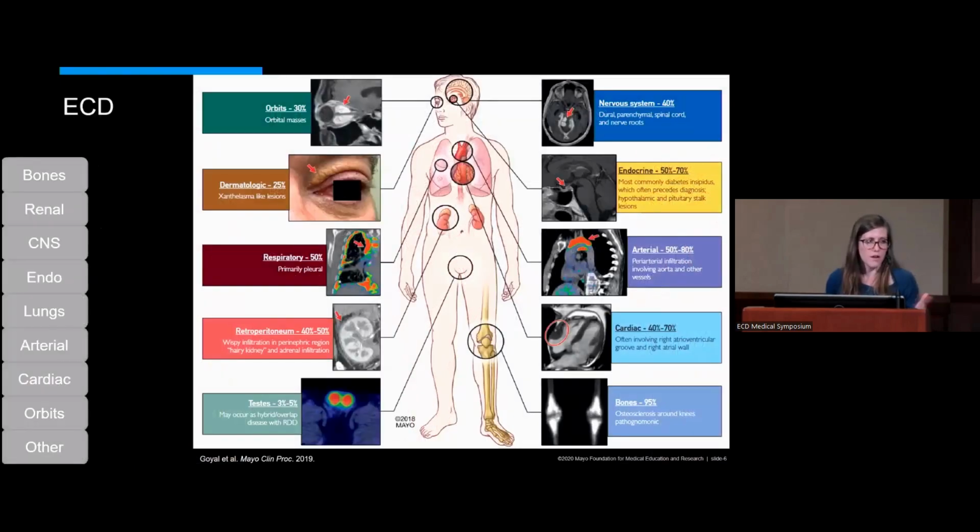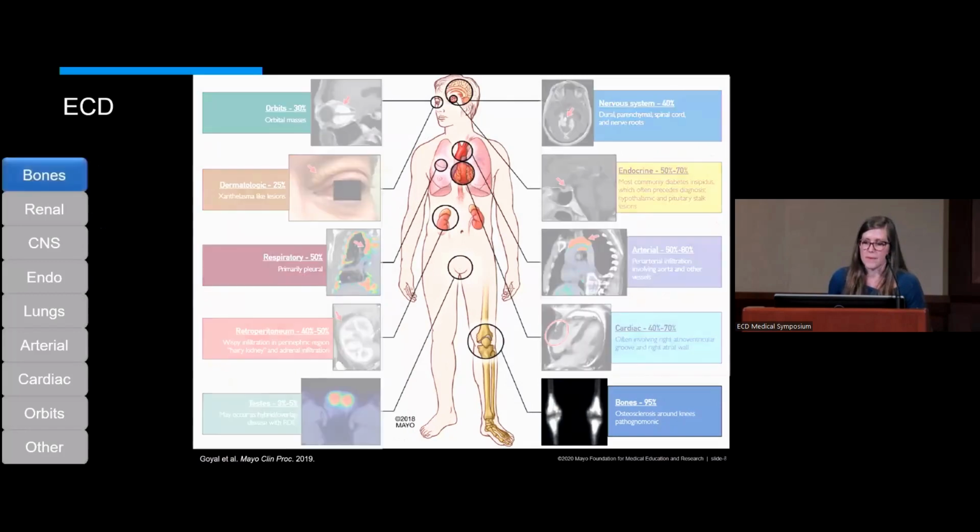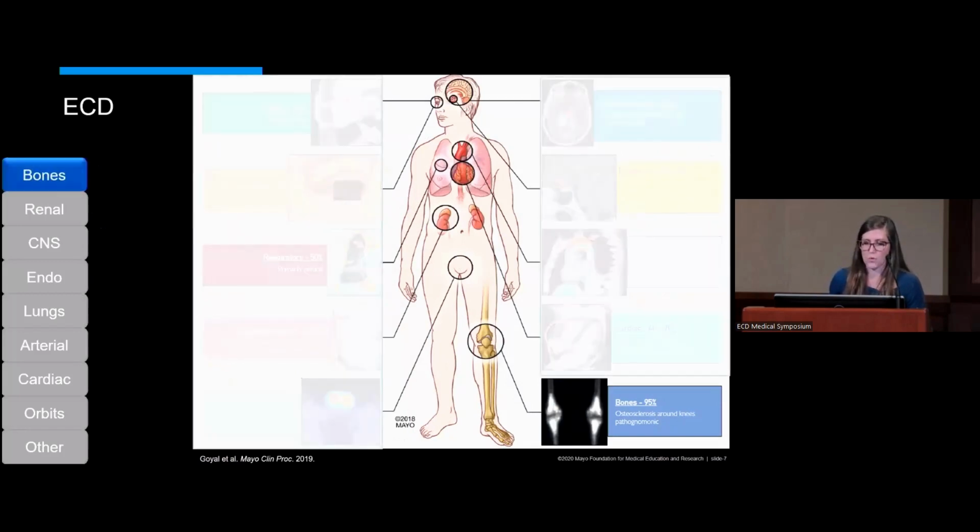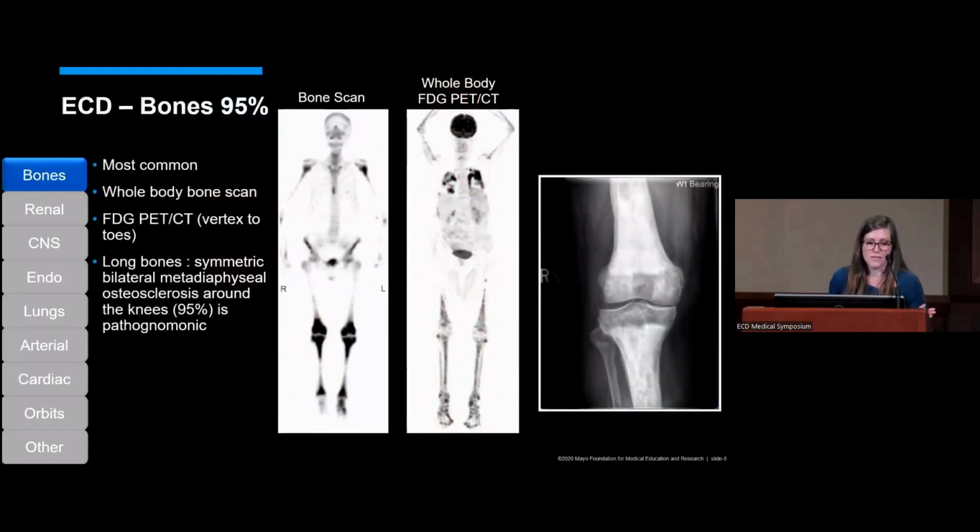So we'll go on a quick tour of the organ involvement in ECD and talk about some of the challenges in radiology that we have and also mimics, starting with the bones. This is the most common site of involvement. The bone scan is a sensitive study. And as you see on the first image here, our whole body bone scan, we have increased radiotracer uptake centered around the knees.